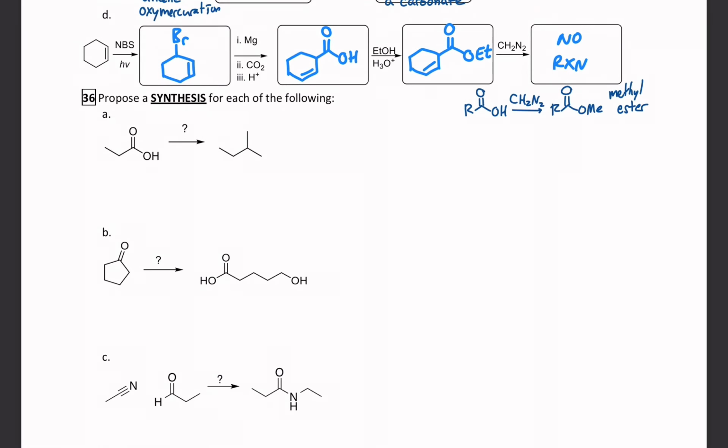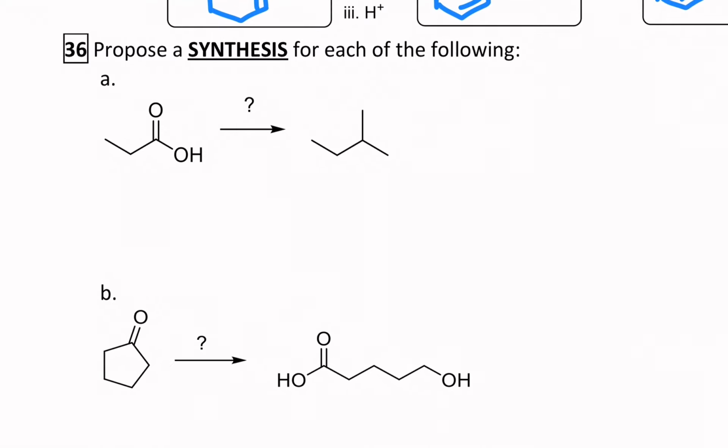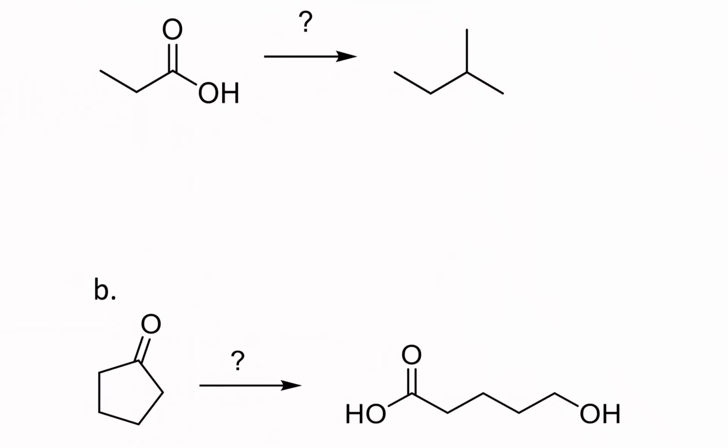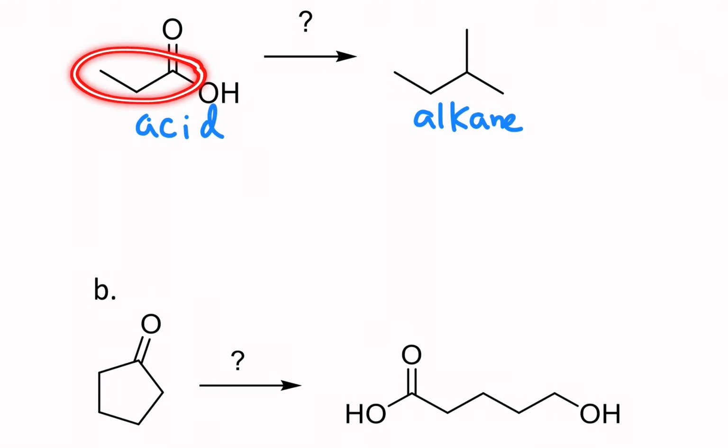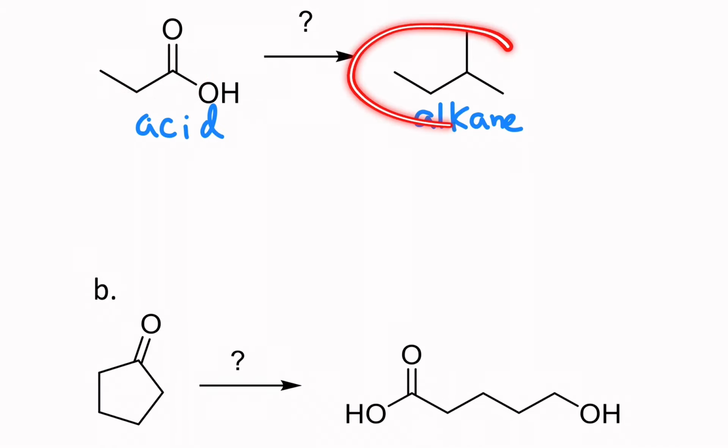Okay, let's wrap up with some synthesis. 3 quick synthesis examples. The first one wants us to make an alkane from an acid. And I notice I need extra carbons. I only have 3 carbons in this starting material. Looks like I have 5 in the product, so I need to bring in 2 extra carbons. And based on the branching, it looks like I need to bring them in as 2 1-carbon pieces.